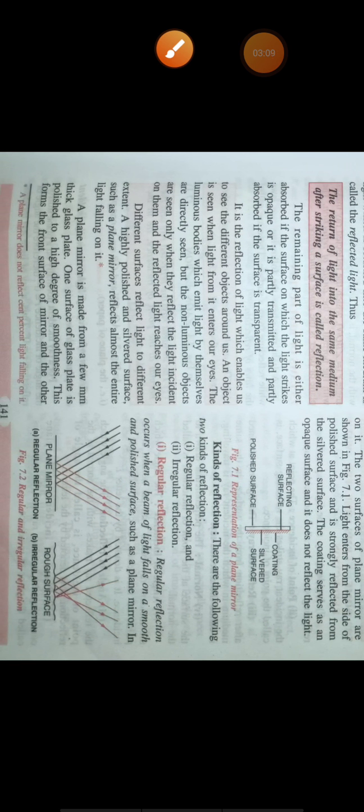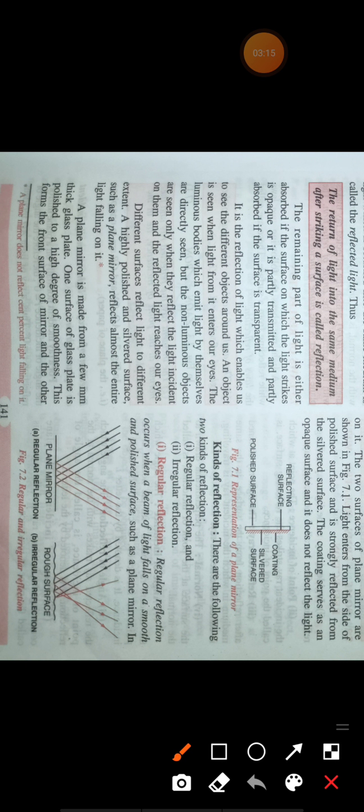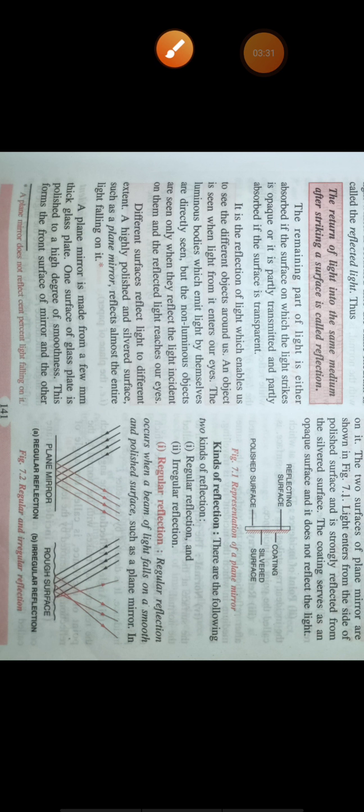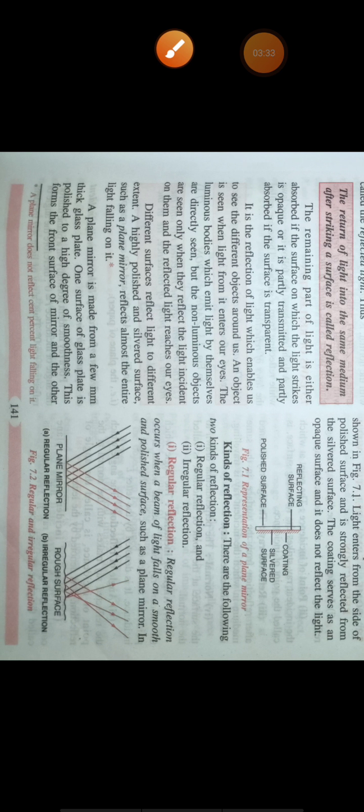Now, different surfaces reflect light to different extents. For example, highly polished surfaces like a plane mirror actually reflect almost the entire light falling on them. Plane mirrors reflect almost all the light, not all the light but almost. Some part of it obviously gets absorbed or transmitted. So what is a plane mirror?